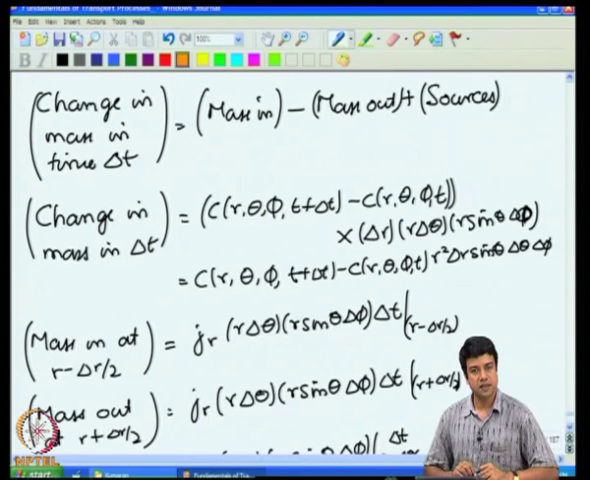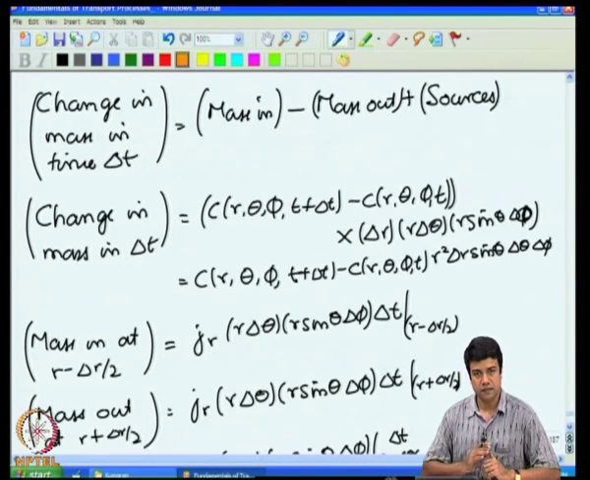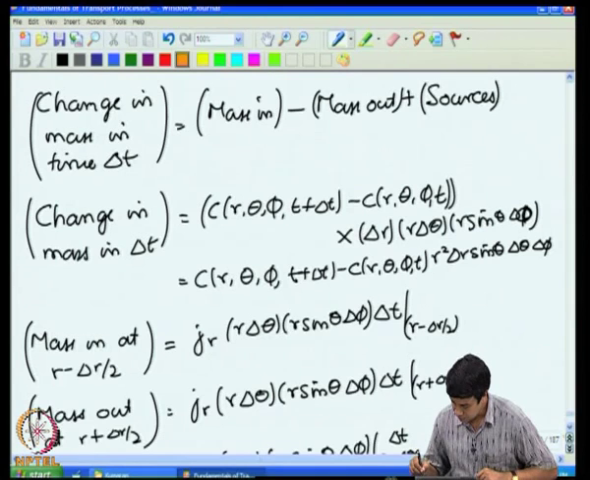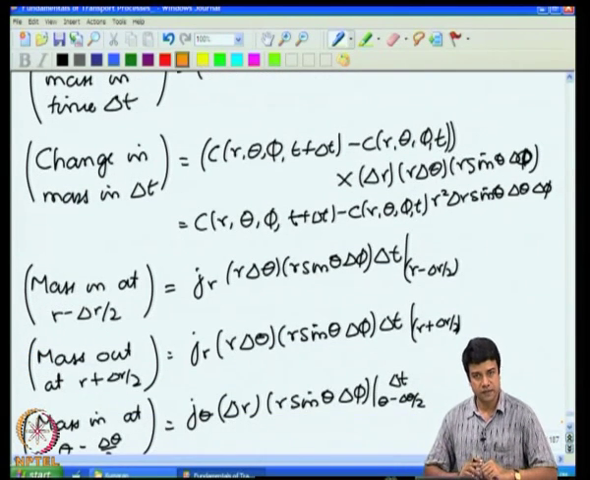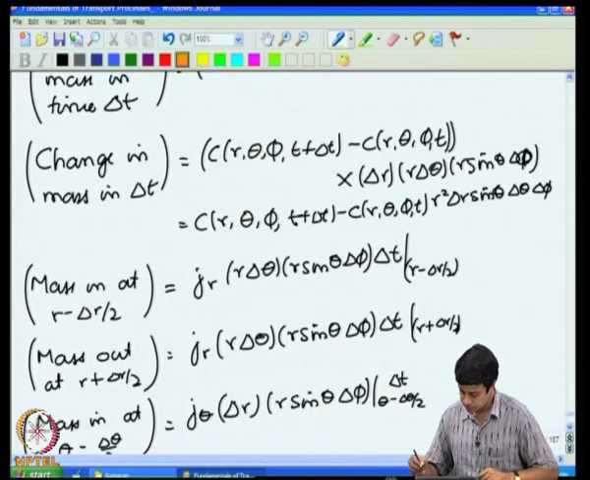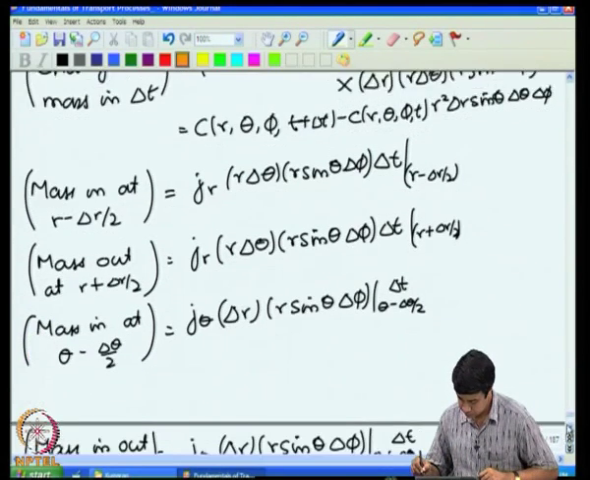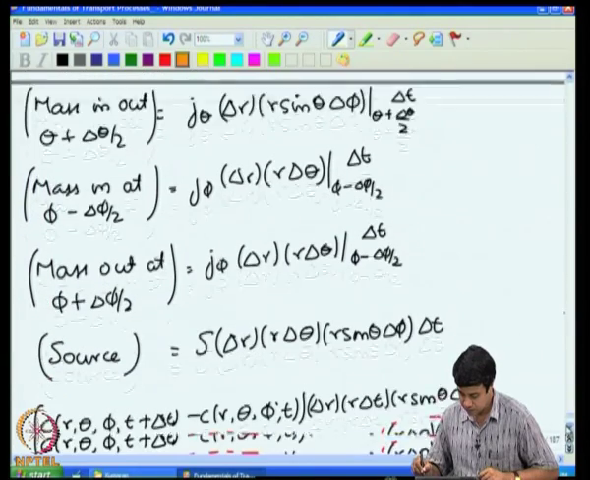Similarly, the masses in and out at the surfaces at r and r plus delta r, theta and theta plus delta theta, phi and phi plus delta phi. All you need to do is multiply the respective fluxes by the surface area. So, you multiply the flux by the surface area to get the mass in and mass out due to diffusion. Similarly, for convection due to the mean velocity.